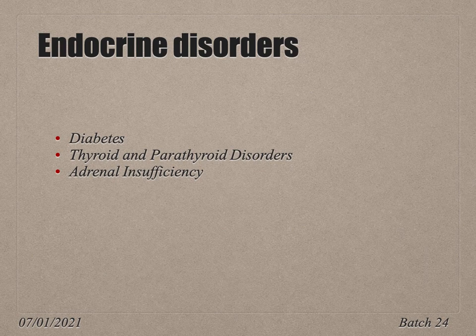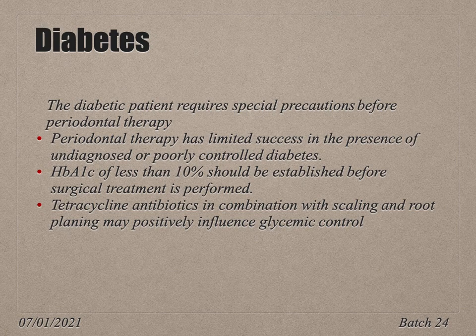Next systemic disease is endocrine diseases. The endocrine diseases that need the most caution are diabetes, thyroid and adrenal. Diabetes, we'll see one by one. Diabetic patients require special precautions before periodontal therapy. Usually diabetes is one of the major factors for increase in periodontal disease, and periodontal disease is one of the factors for increase in glycemic level.